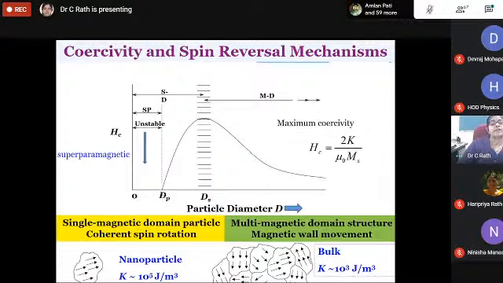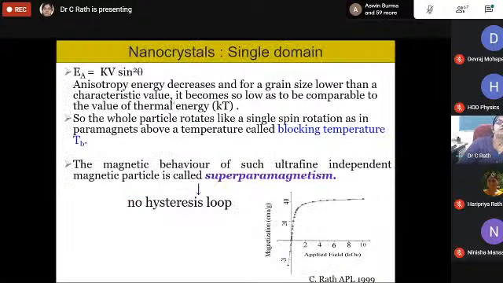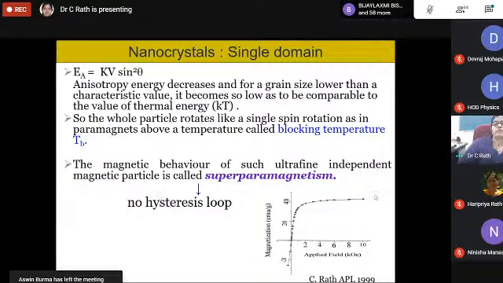Below a critical size in single domain, you will have the superparamagnetic range. That means below a critical size, even the thermal energy kT makes it flip. It doesn't have a stable state, and that is called the superparamagnetic range. So all superparamagnetic particles should have a single domain in nature. In this range, you will get no hysteresis loop. This is a characteristic feature of a superparamagnetic particle.